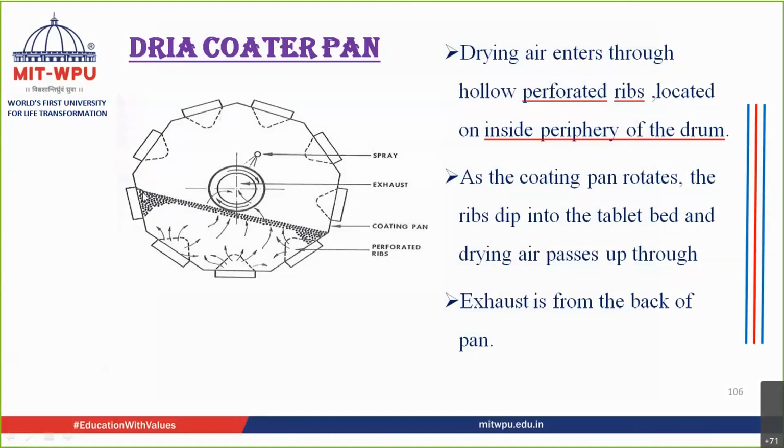As this bed is moving, the tablets tumble, and every time a new surface is coming in contact with the hot air. Once it is dried and the solvent is removed, this solvent-containing hot air is removed through the exhaust present at the center. So it is kind of an outside-in kind of technology, and then again outside. The exhaust is coming from the back of the pan over here.